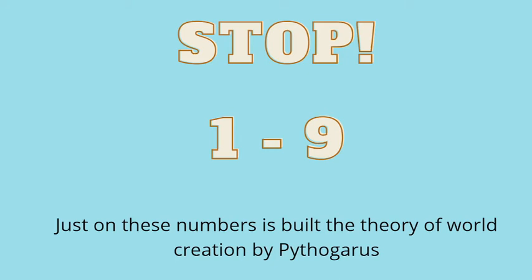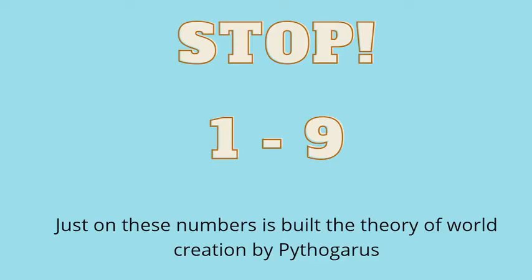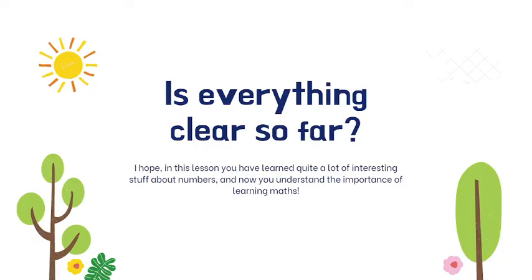So stop with theory. We have those numbers from 1 to 9, on the basis of which Pythagoras proved that they are laid in the basis of world creation, and just on these numbers is his theory built. That's very interesting. He even said that nothing is more important than those 9 numbers. Mind it. Okay, is everything clear so far?